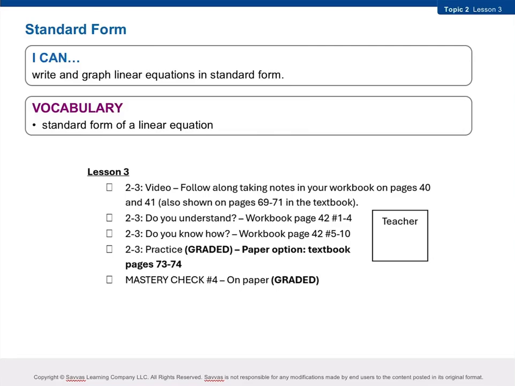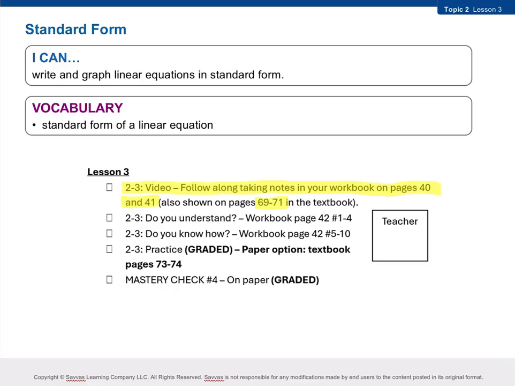All right, this is the 2-3 video. So if you're watching this, you should be following along, taking notes in your workbook on pages 40 and 41. This is also shown on pages 69 through 71 in your textbook. And today I'm actually going to include some screenshots from those pages in the textbook so you can get a chance to see what that looks like, see if that resource is helpful for you.